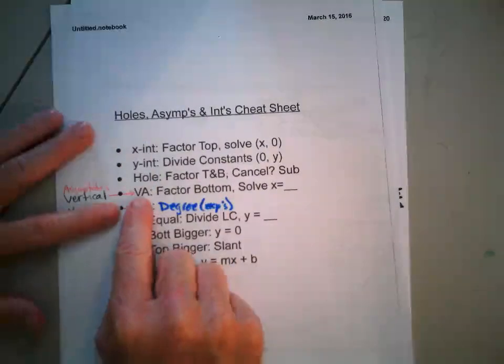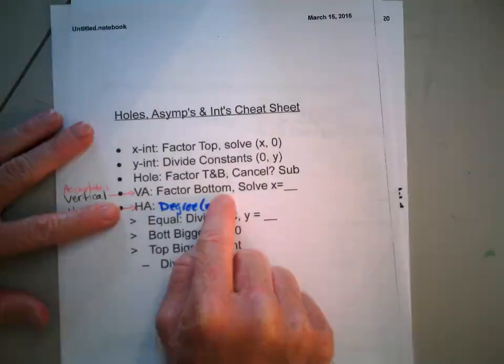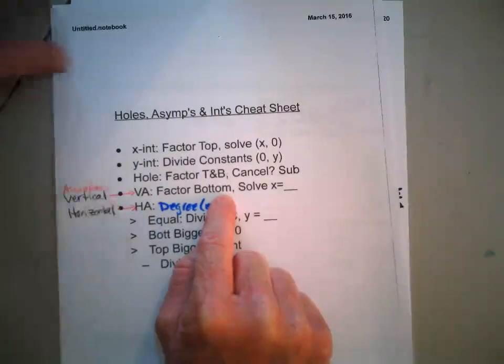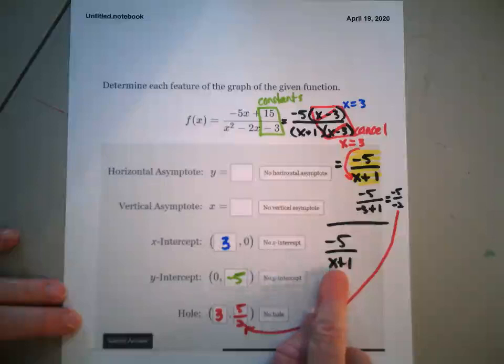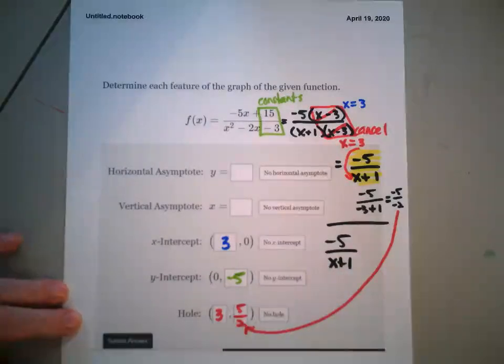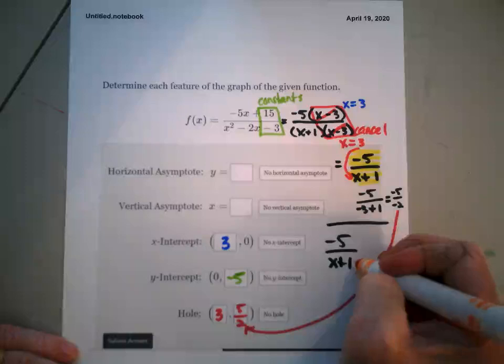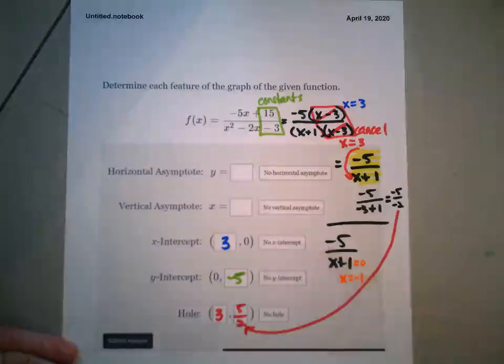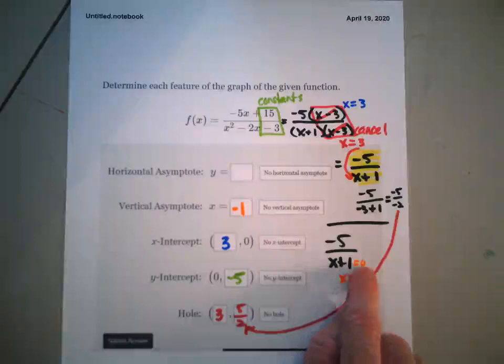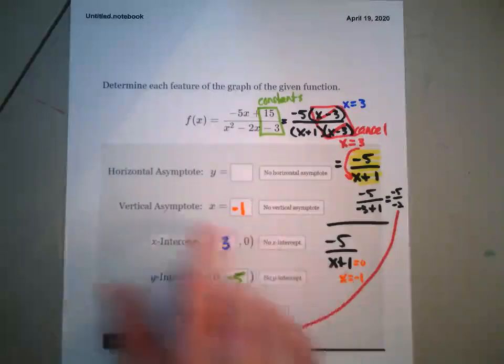So we'll go down to our vertical asymptote. Factor the bottom. Okay, well, we have the bottom factored. We have it canceled to the point where we're right here at x plus 1. So if we solve this bottom for 0, then we'll get x equals negative 1. And that is our vertical asymptote, negative 1. So we took x plus 1, set it equal to 0, we solved that by subtracting 1, and you get x equals negative 1. So that becomes the vertical asymptote.